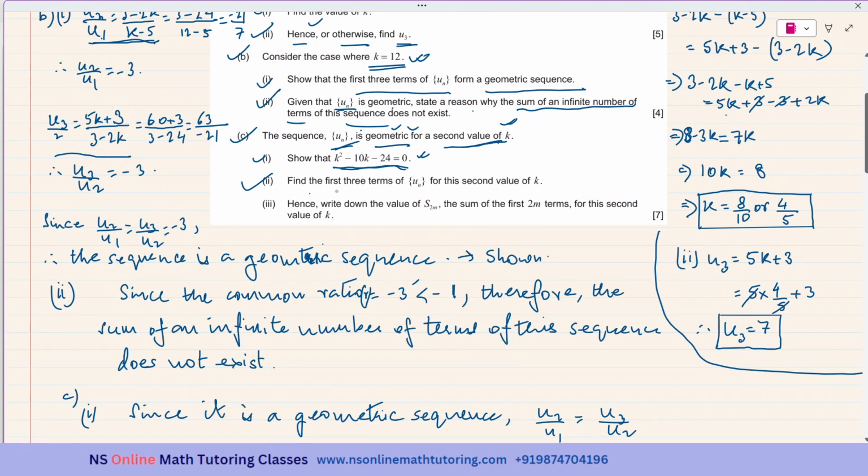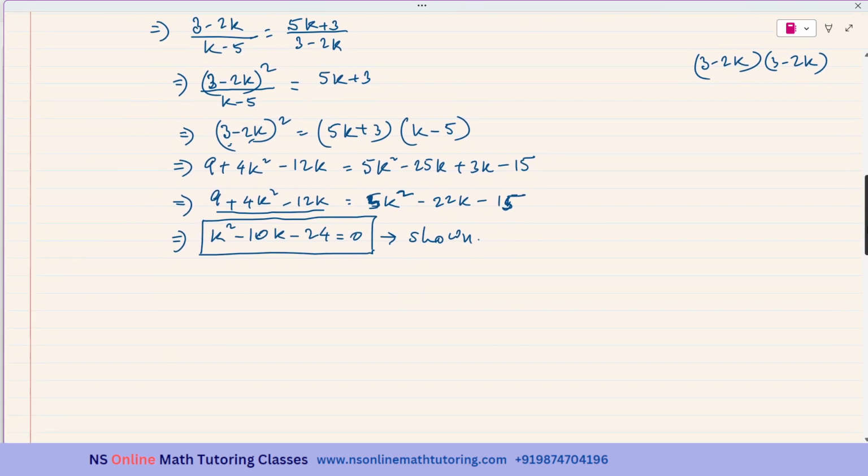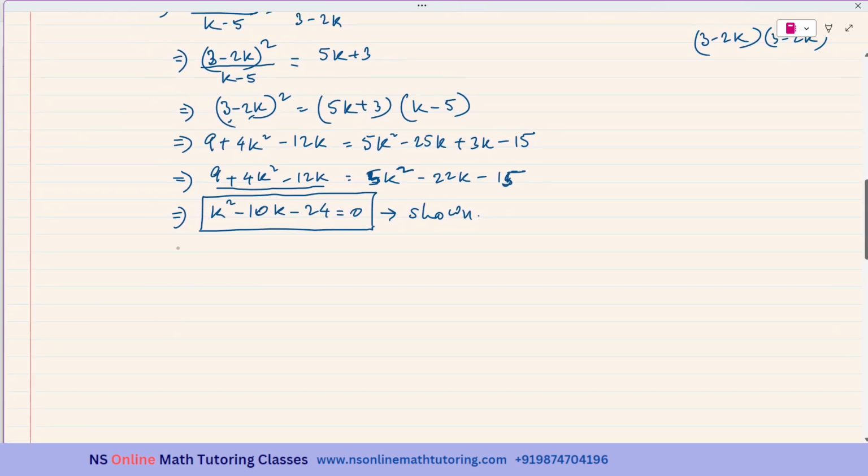Find the first three terms of the sequence of un terms for this second value of k. So we have to get the two values. One of them will definitely be equal to 12. Let us factorize this. 24 minus 24, it can be 12 and 2, negative 12 and positive 2. So it is k square plus 2k minus 12k minus 24 equal to 0.